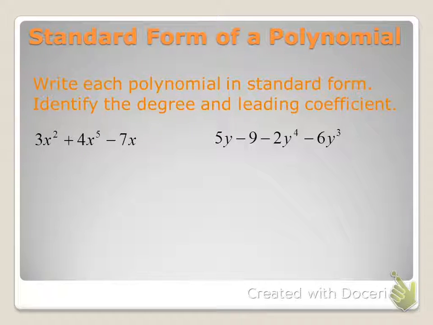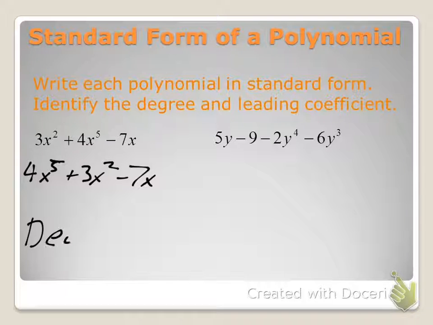Take the first one, we have 3x squared plus 4x to the fifth minus 7x. So you go biggest exponent first, and the coefficients go with it. So 4x to the fifth, and then going down, 3x squared minus 7x. Biggest exponent to your next biggest, to your next biggest, coefficients going with them.